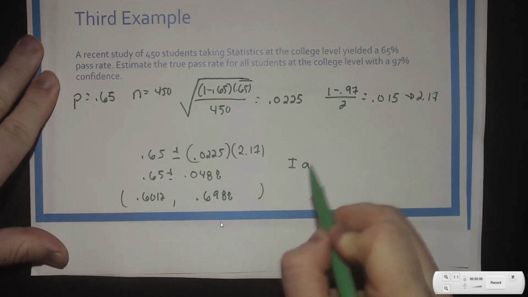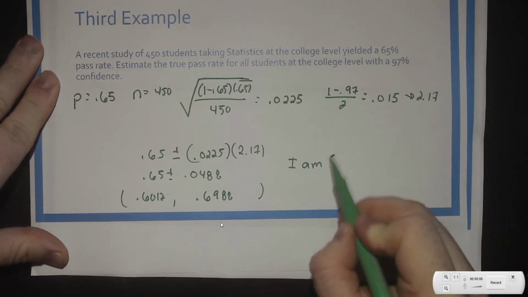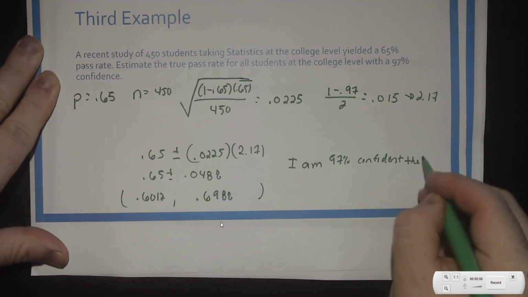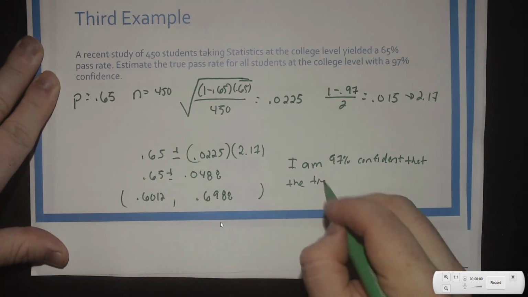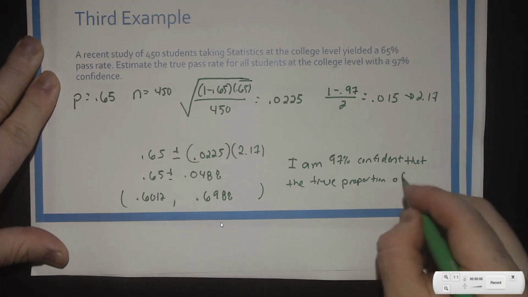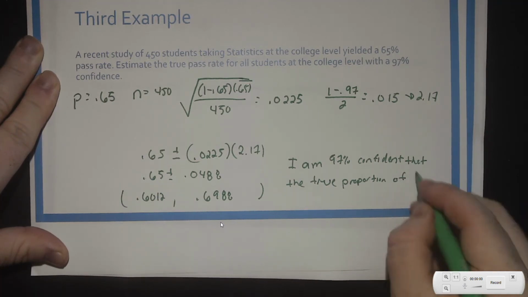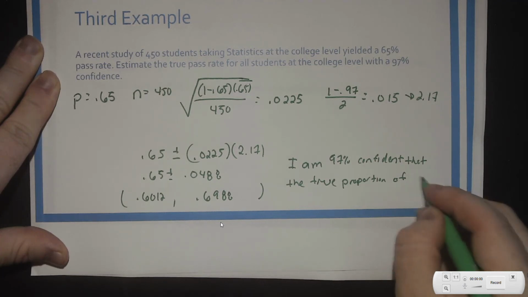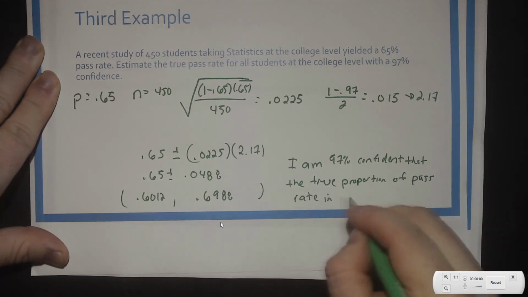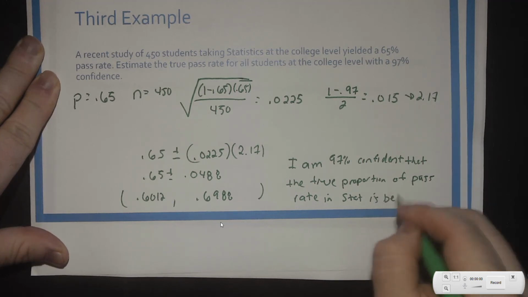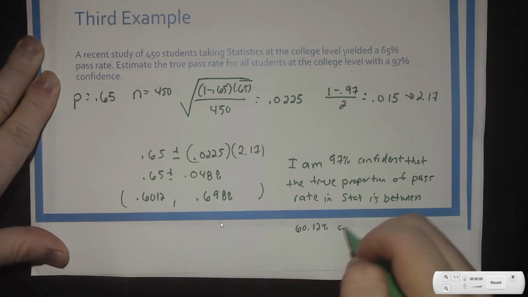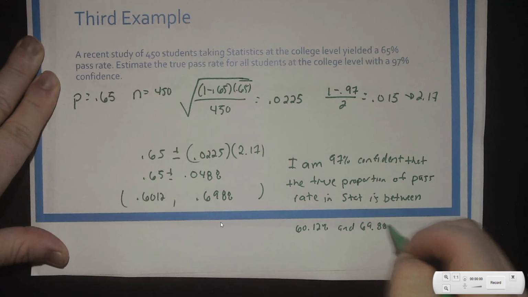So I am 97% confident that the true proportion of pass rate, it's kind of an awkward sentence, but okay, in stat is between 60.12% and 69.88%.